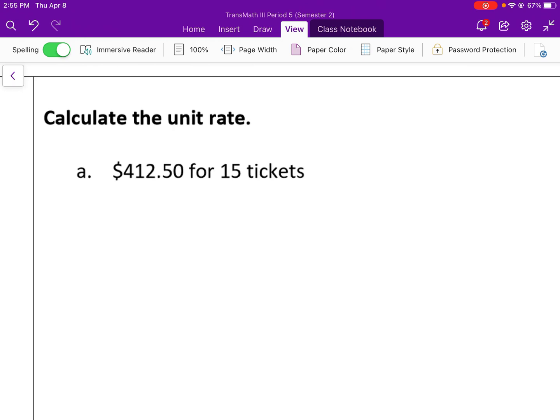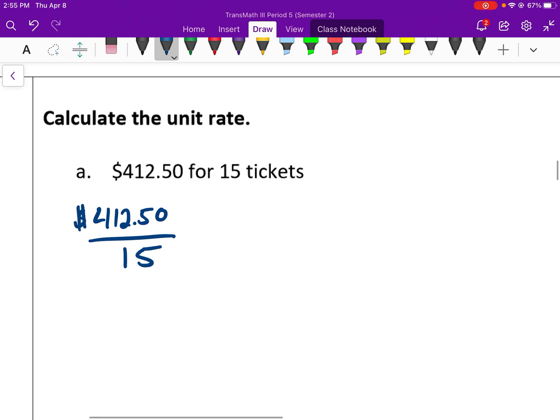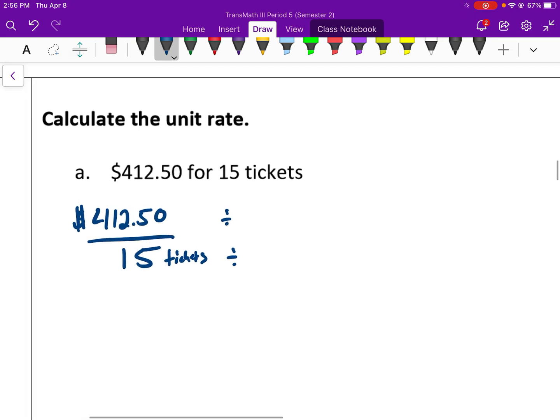Now, we got $412.50 for 15 tickets. We are comparing these two things, the dollars to the number of tickets. So what we're going to say is 412.50 over 15. And we're talking dollars to tickets. Now, I want to find the unit price per ticket. So what is the cost for one ticket? Now, in order to do that again, to find that unit price, we need to get that denominator of 1. So if we want that denominator to be 1, we're going to divide both top and bottom by whatever that denominator is.